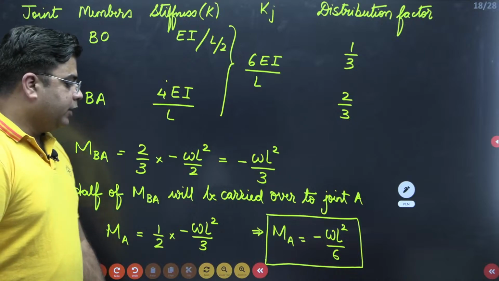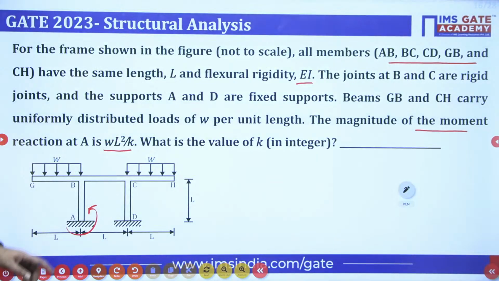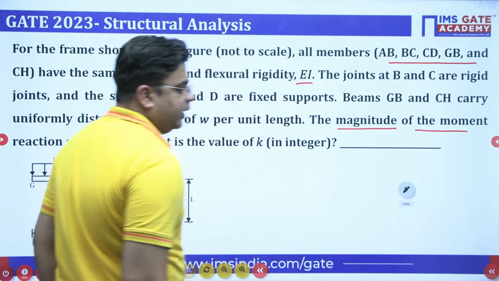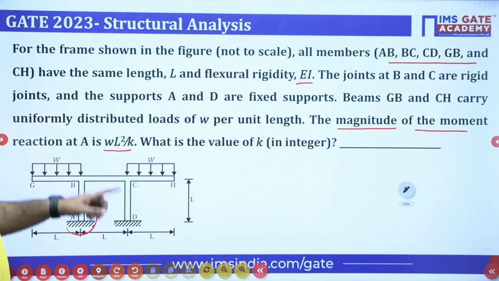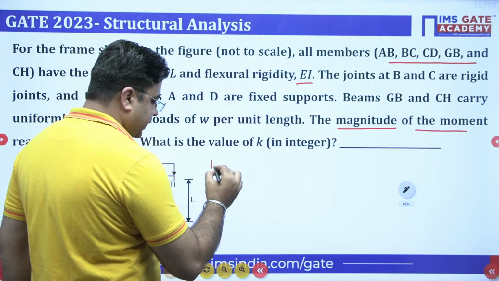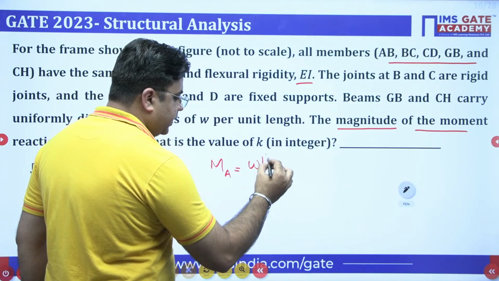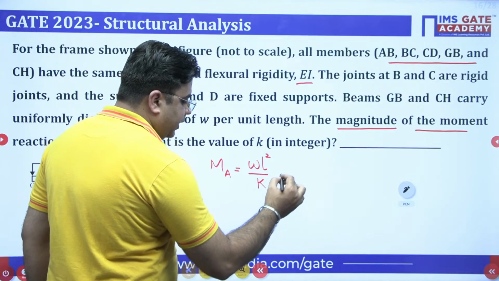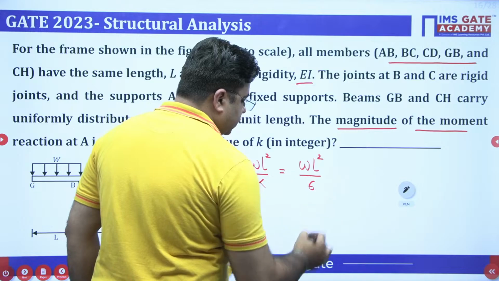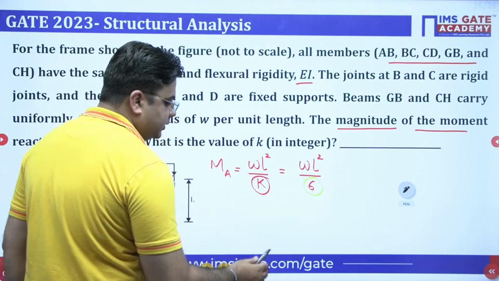Now in the question it is given that you have to first of all compare the magnitude. So don't worry about the plus or minus sign. The moment at A in the question is given as WL square by K. And we have calculated this as WL square by 6. So from here you can clearly identify that the value of K is 6.